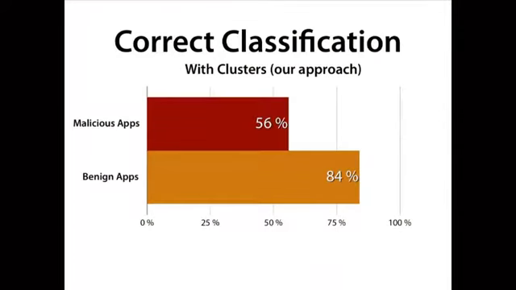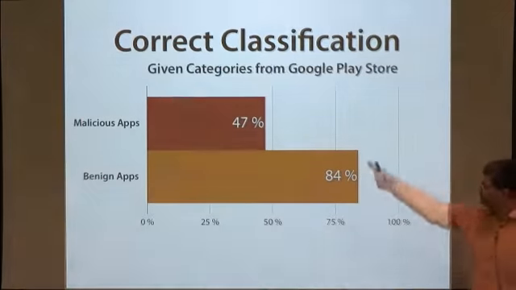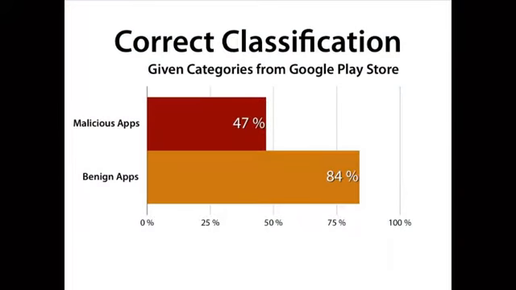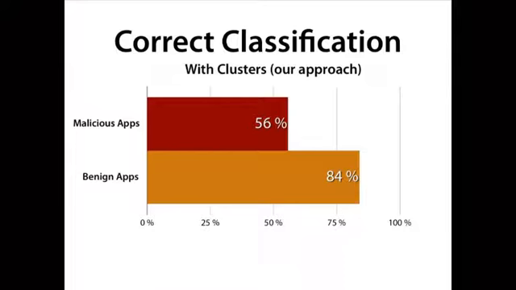And also, you asked beforehand, the Google Play Store also has categories. That's right, which is what we did too. And we checked for the categories given from the Google Play Store, and you can see that our clusters are better than what we find in the Google Play Store. Also, we require less because we don't actually need any such categorization in the first place.